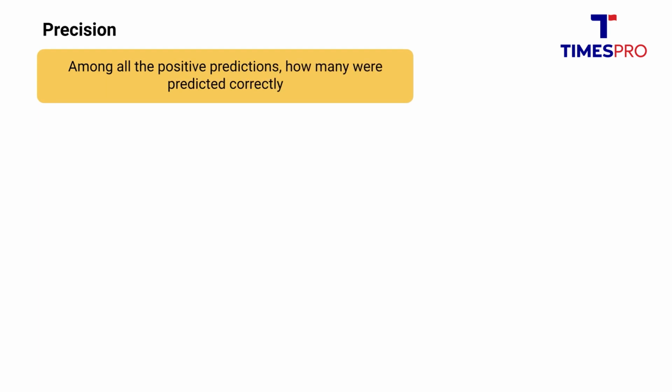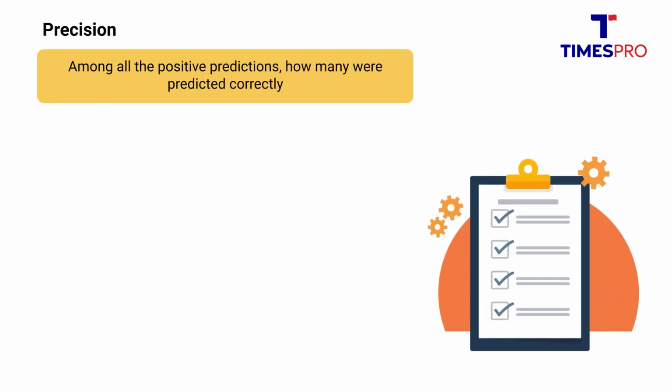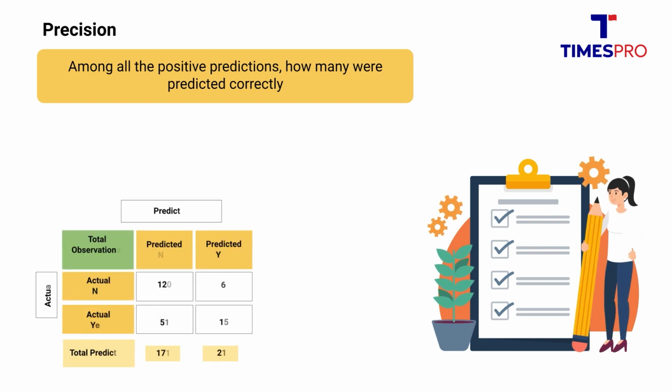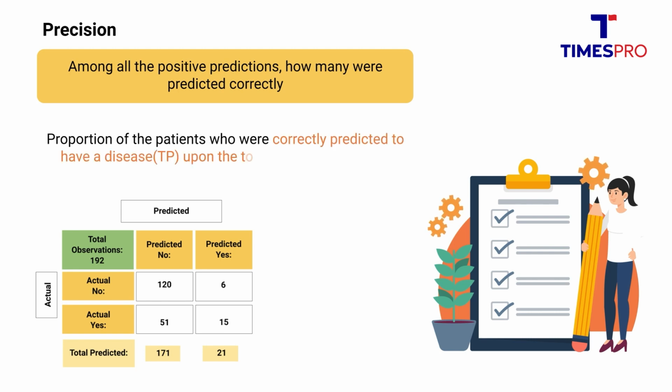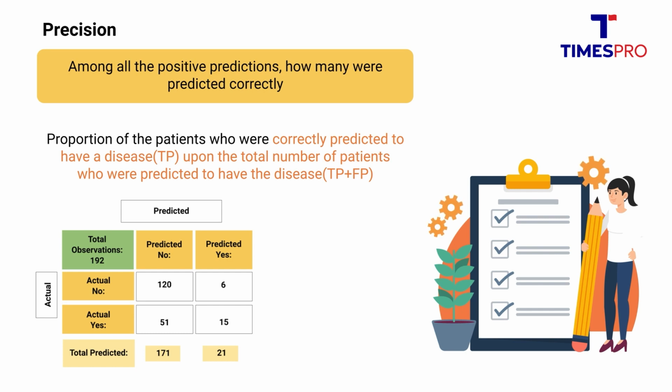Precision is defined as among all the positive predictions, how many were predicted correctly. Among all the positive predictions, we are figuring out how many were predicted correctly by the model. The proportion of the patients who were correctly predicted to have the disease upon the total number of patients who were predicted to have the disease, that is, true positive divided by true positive plus false positive gives us the precision. From our confusion matrix, precision is 15 divided by 15 plus 6, which is equal to 0.714.